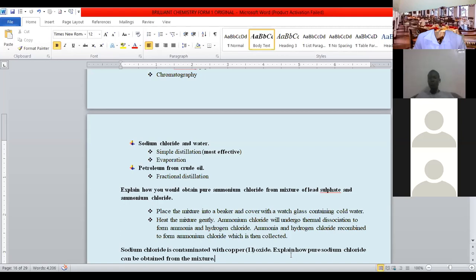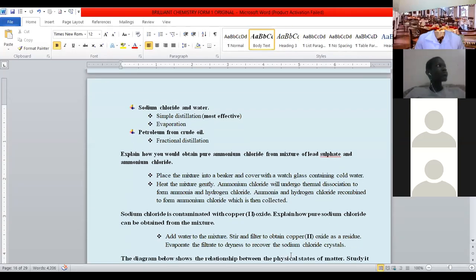Like in the preparation of nitrogen gas, how can we obtain nitrogen gas? You know that you were taught recently. Also, we can get oxygen gas by thermal decomposition of potassium manganate(VII). When we heat it, it decomposes to those other products that you should know at the moment.